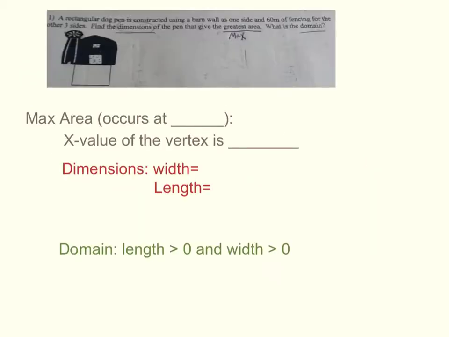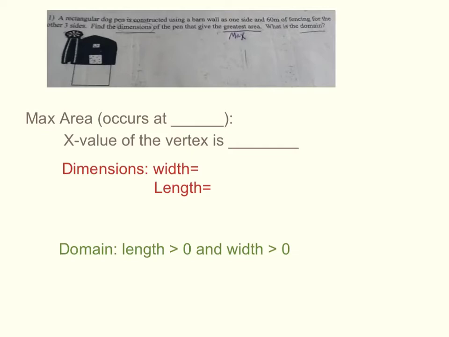Jumping into the first example, read along with me. You should have the paper that I gave you in class. A rectangular dog pen is constructed using a barn wall as one side and 60 meters of fencing for the other 3 sides. Find the dimensions of the pen and give the greatest area. That's the maximum area. Also answer the question, what is the domain? Remember, the maximum occurs at the vertex. That's where it always occurs.